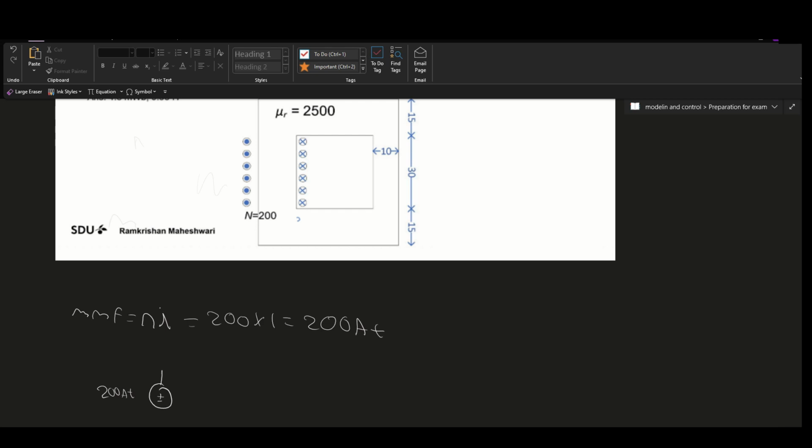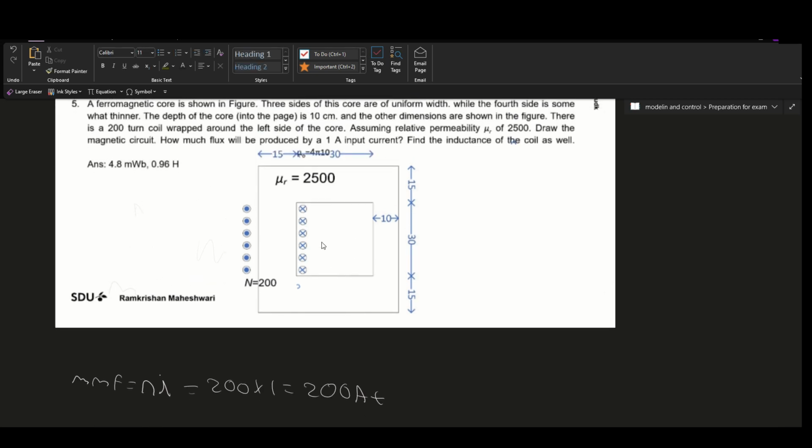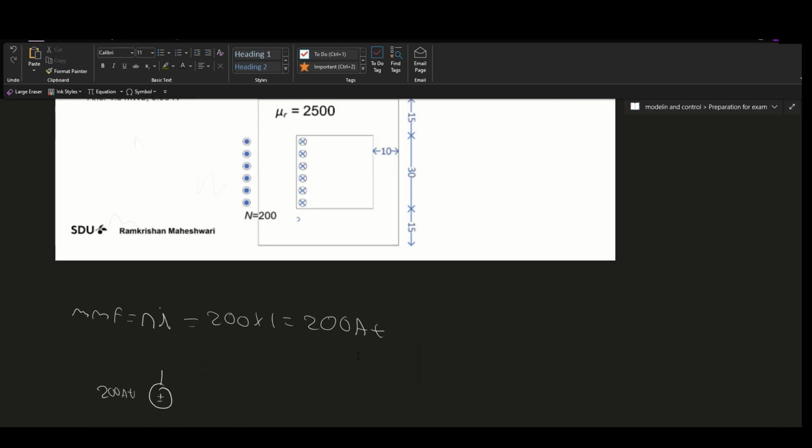Now we have the reluctances. When we talk about reluctance, we have the equation: reluctance is equal to the length of the mean path, over the permeability of the air times the permeability of the core times the cross-sectional area.